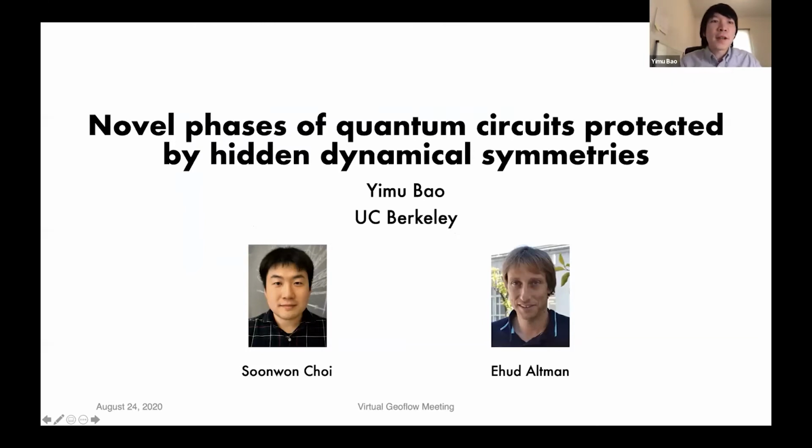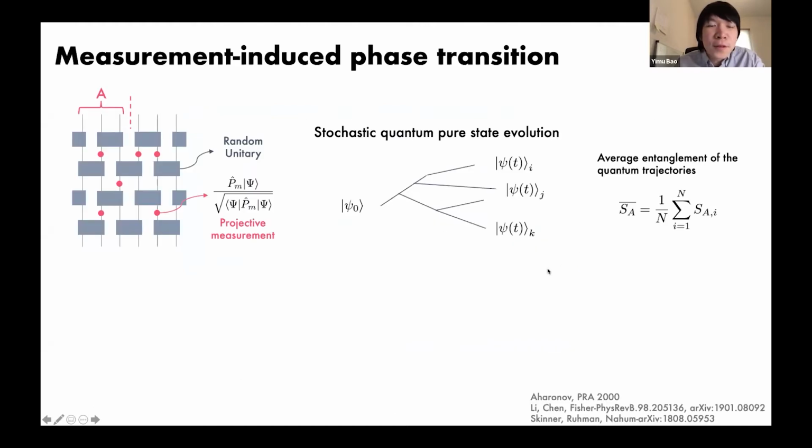Today I'm going to talk about novel phases of quantum circuit protected by hidden dynamical symmetry. This work is in collaboration with Sun Wan and A. Hood. So let's start from the background.